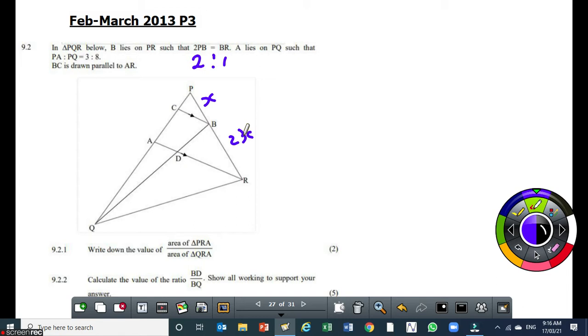Also, for PA to PQ is 3 is to 8. But I'm sure you can see that PA is part of PQ. So this whole length of PQ, if I call it 8y, right? If I call it 8y, that's the whole length there. It means PA is going to be 3 what? 3y.